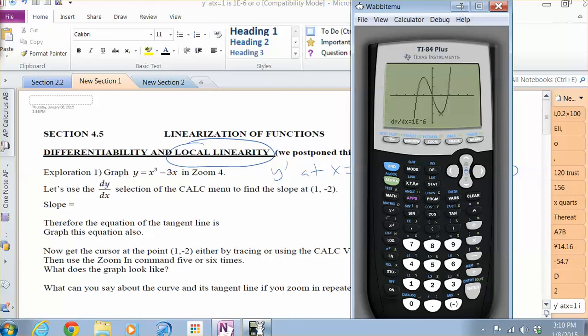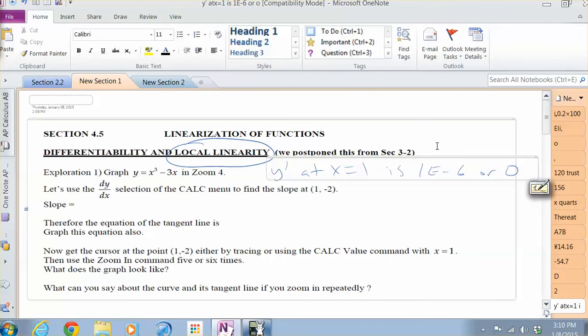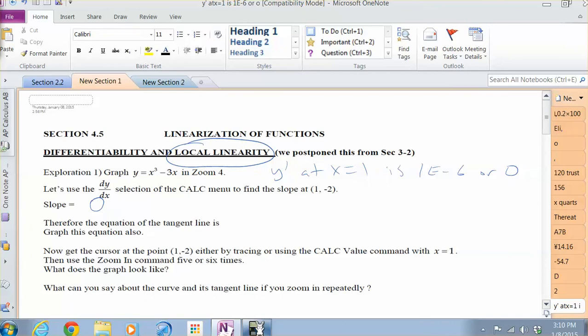So that means that the slope of the tangent at (1, -2) for our equation x cubed minus 3x is 0. That means that the equation of the tangent line at (1, -2) is going to be y equals -2. Because the slope is 0, we expect a horizontal line that touches the point (1, -2). And if it's a horizontal line, it's going to be y equals -2, because that's the y-coordinate of our point of tangency.